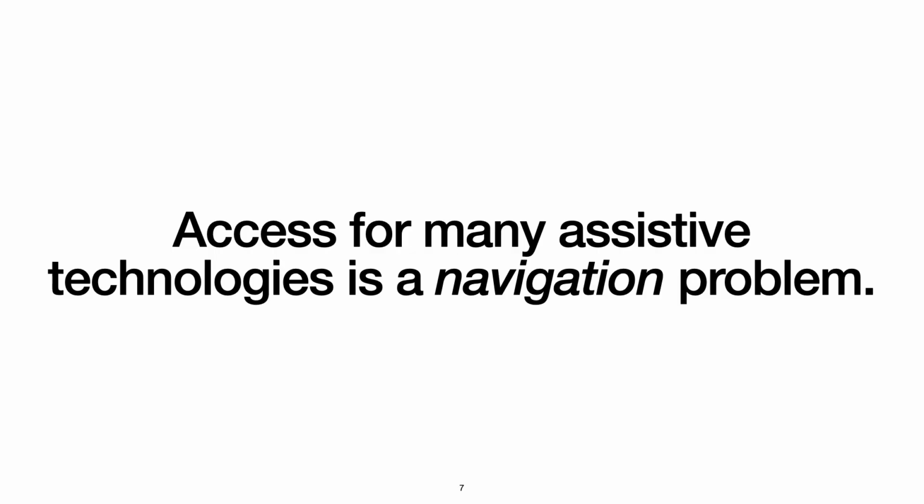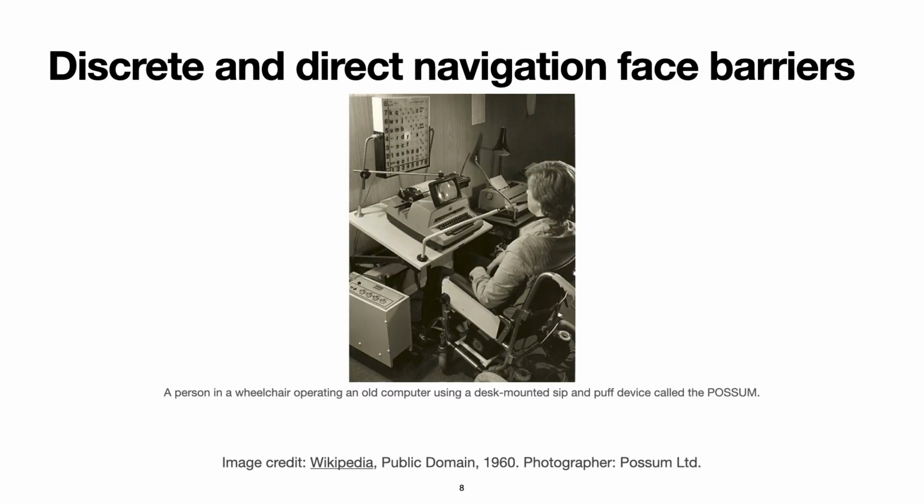Access for many assistive technologies is a navigation problem, and most toolkits out there offer virtually nothing to developers to design and control navigation experiences. For example, screen readers, which are typically used by blind and low vision users, navigate content, and other devices may rely on keyboard, voice, or gesture inputs. These devices typically have discrete or direct navigation controls and may be used by people with motor or dexterity disabilities.